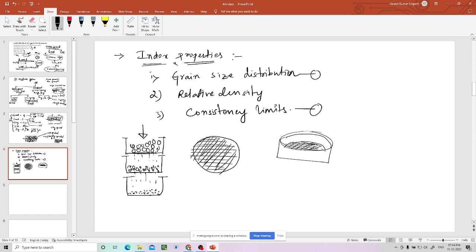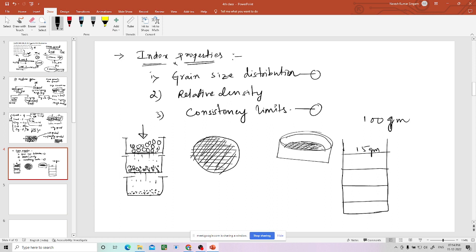After doing this, what do you take? You take the percentage finer. Percentage finer means, let us take 100 grams of soil. There are different sieves. Now here 15 grams is retained. Then what happens? 85 grams go down.